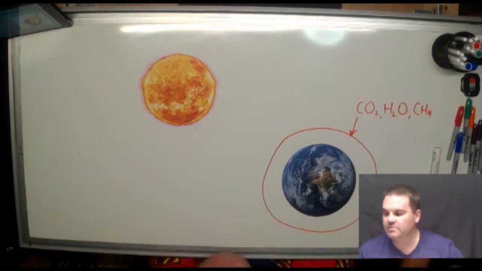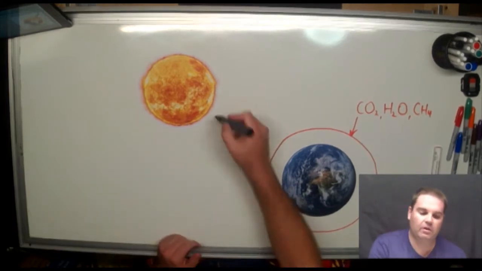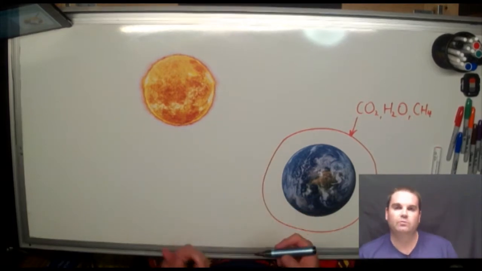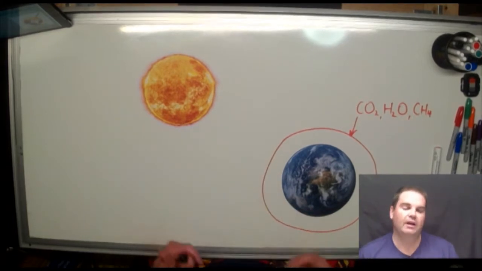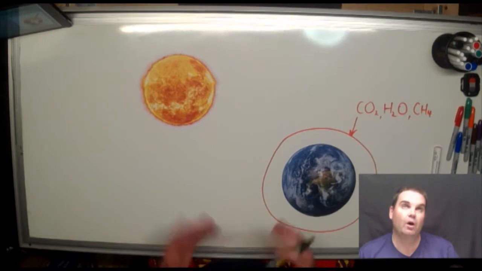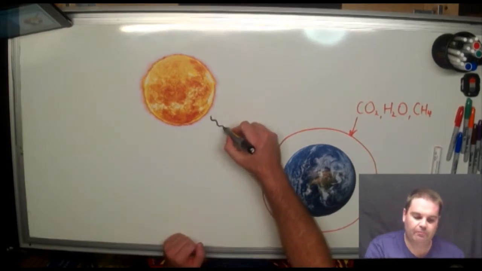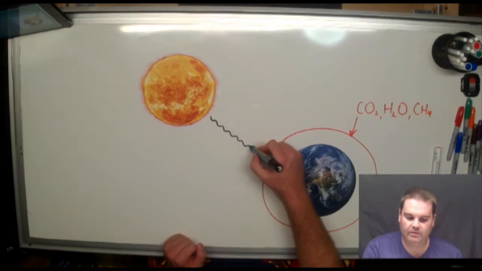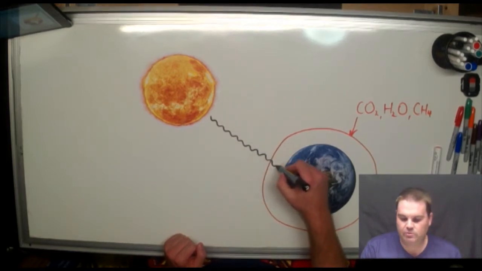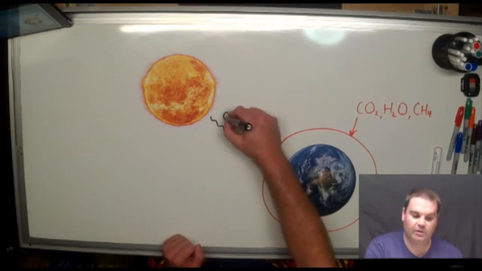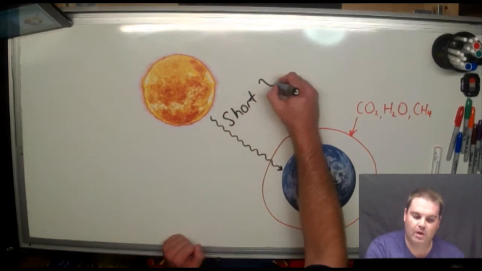And what happens over here at the sun is that we've got short wavelength radiation, which is ultraviolet radiation that comes from the sun. So that ultraviolet radiation is short wavelength, like this. So it passes through this layer and hits the surface of the Earth. Okay, so that's short wavelength.